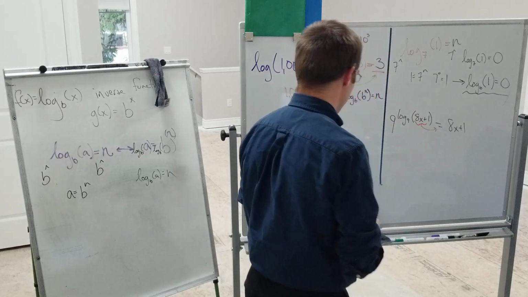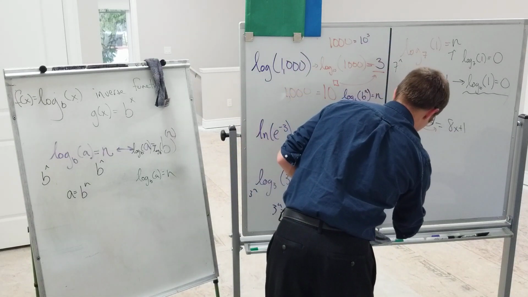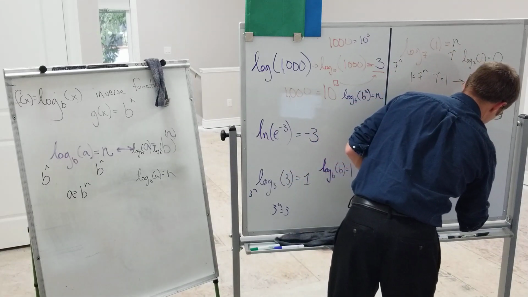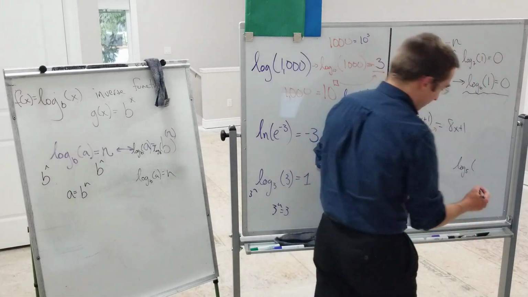All right, let's look at log base 5 of 0 and log base 5 of negative 5.